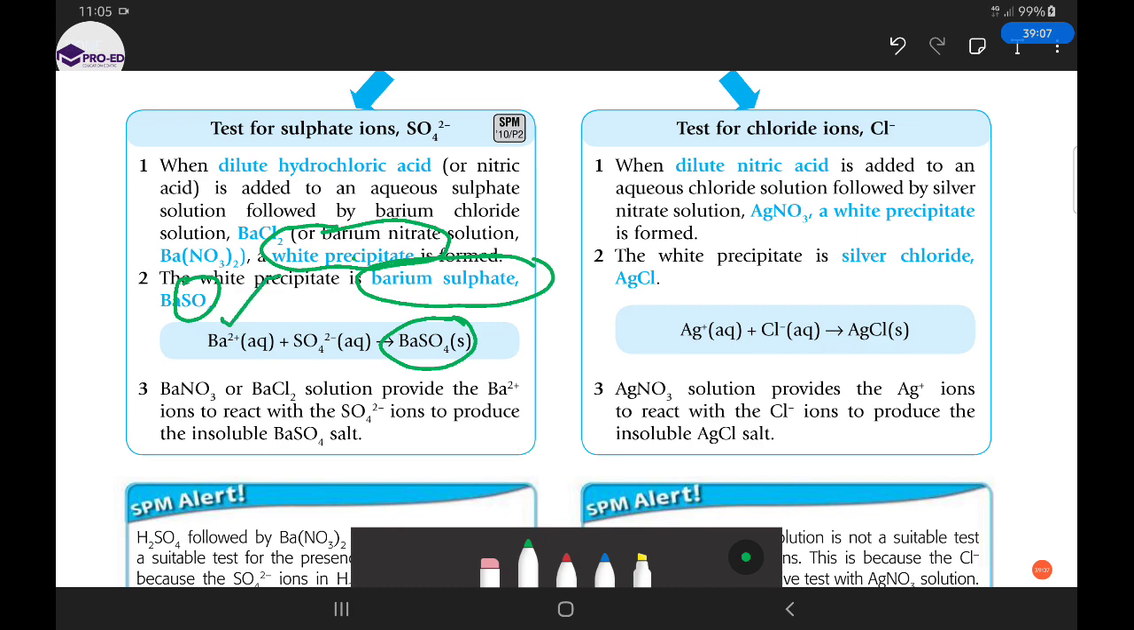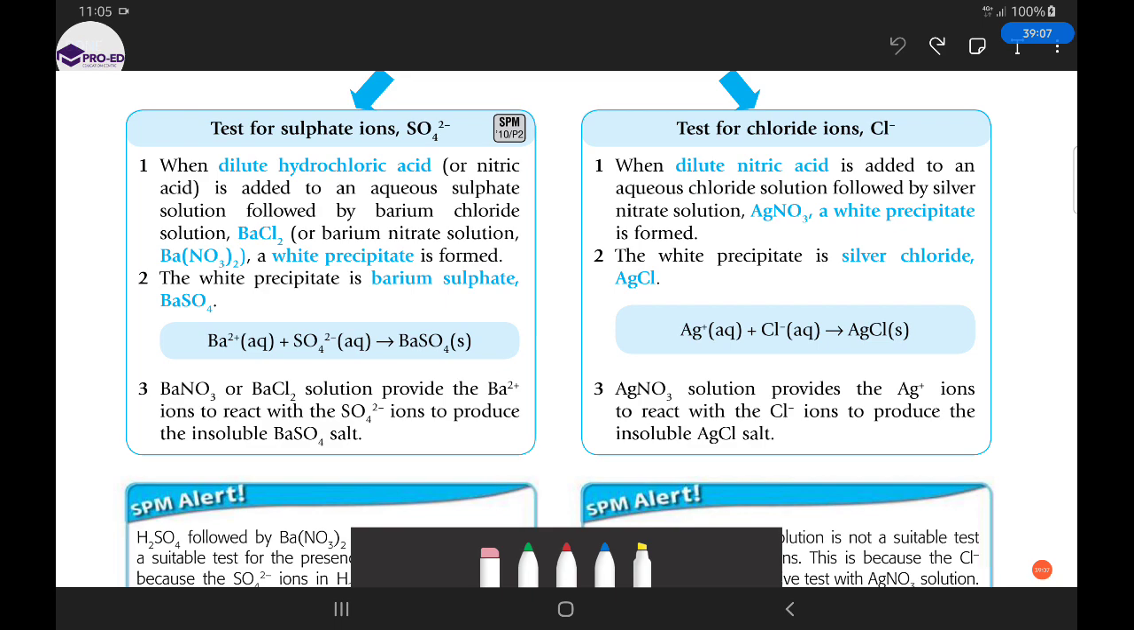So all you need to see is, yes, a white precipitate forms. You straight away know that sulfate ions are present. Okay? Alright, so basically that is it, for sulfate salt. A little bit of memorizing on which substances to use, and so on and so forth.